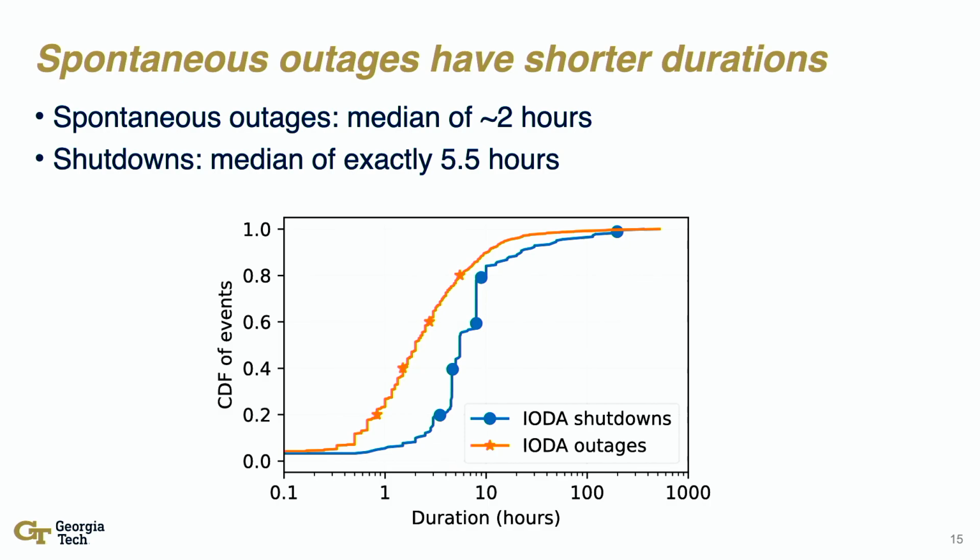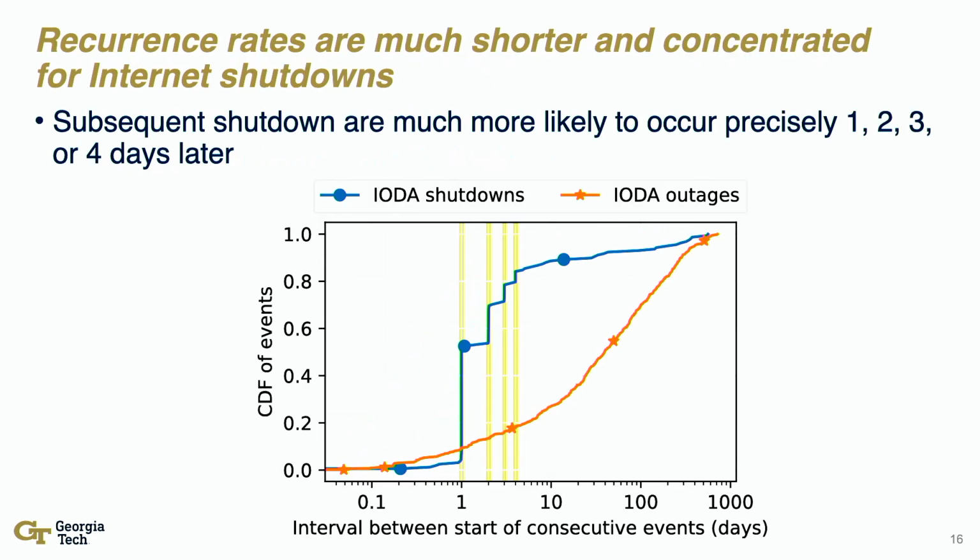And next in our analysis, we looked at the temporal aspects of shutdowns and how they compared to outages. We found that in general, here we're looking at the duration, spontaneous outages actually tended to have a shorter duration overall. We also observed that the distribution for outages was much smoother compared to shutdowns, where we can see there's a concentration in a few specific bins. We interpreted this as a sign of planned human actions.